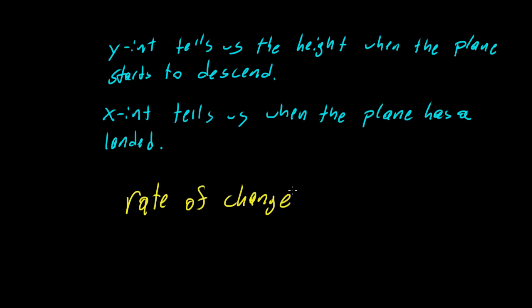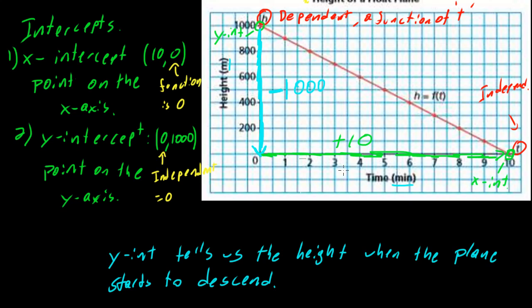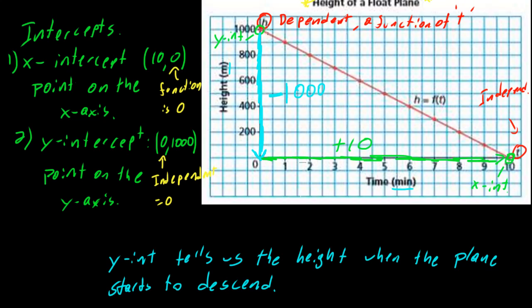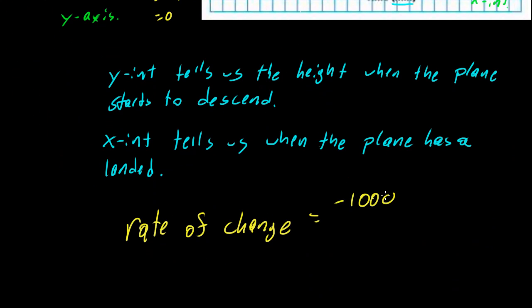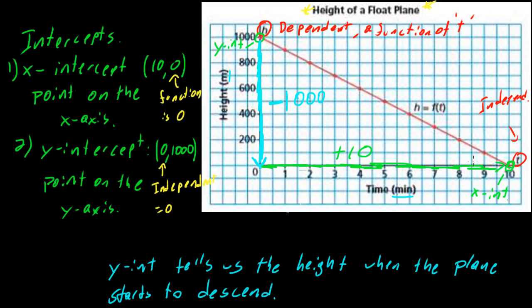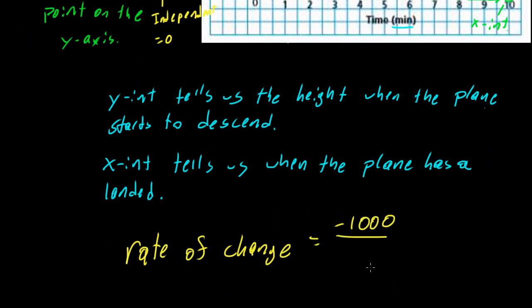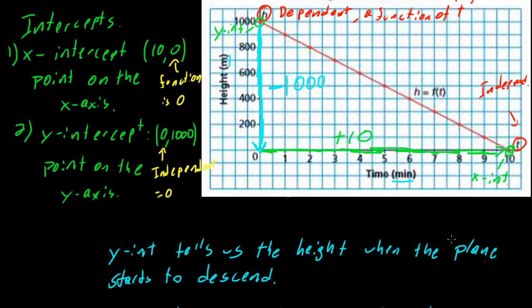We could do this with any points, including our y-intercept and x-intercept, which is convenient because it's very easy to figure out the change of the dependent variable between the y-intercept and the x-intercept. It's just negative 1,000. And the change of our independent value from our y-intercept to our x-intercept is the value of that x-intercept, 10. Negative 100 meters per minute for our rate of change. Kind of wild. I like this.